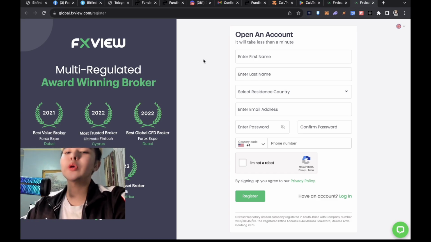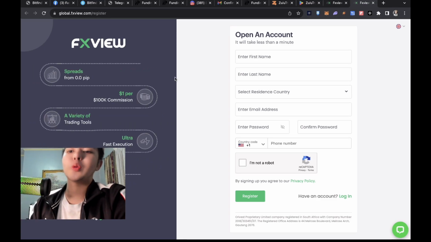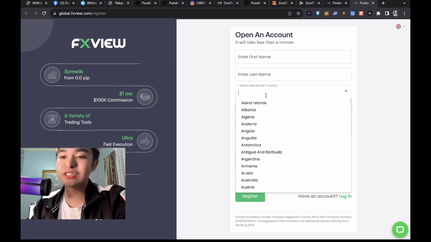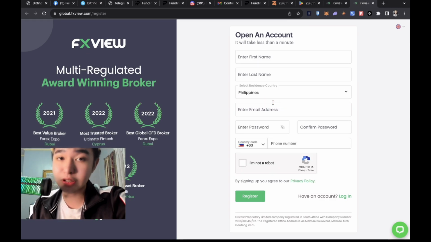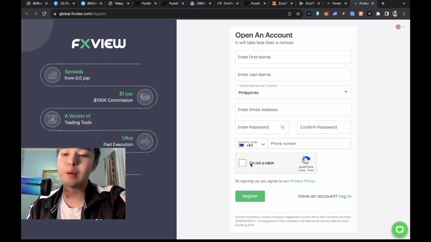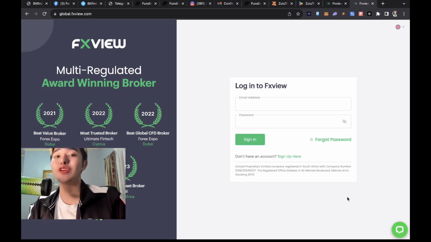So guys, how to open an account. After clicking my link below, you can start registering now. You just put your first name, your last name, residence country. So if you're from the Philippines, just put in Philippines. Enter your email, password, and confirm, and put your phone number, and of course, fill in the captcha and register. So if you're ready to log in, join me in reviewing this app and this amazing trading platform, multi-regulated award-winning broker, FXView. Let's go!